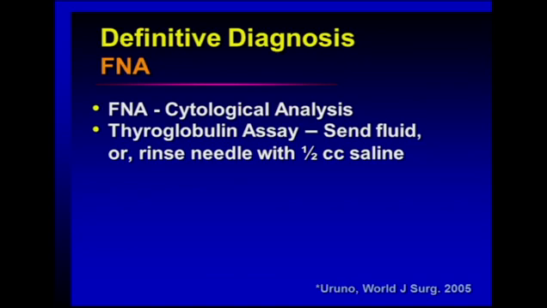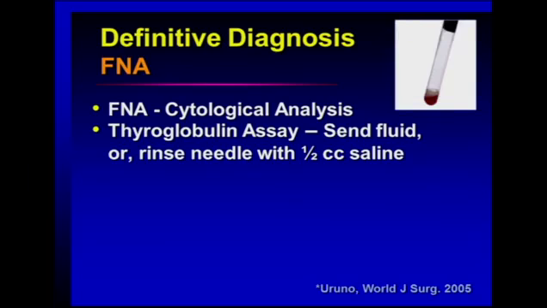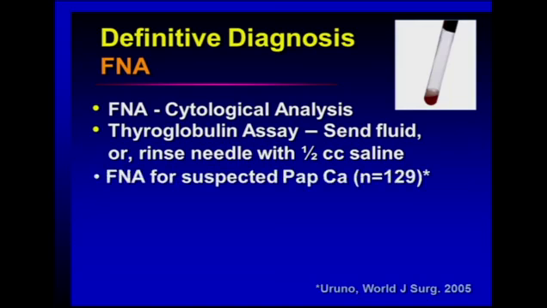One can simply aspirate fluid and send that fluid if it's a majorly cystic mass, or if it has solid components and one is biopsying the solid components, the needle can be rinsed with small amounts of saline. So after several passes, we have about a cc or so of blood-tinged fluid. If the thyroglobulin is elevated within the fluid, then that indicates it's from a thyroid origin and should be metastatic papillary cancer or metastatic functioning thyroid cancer.